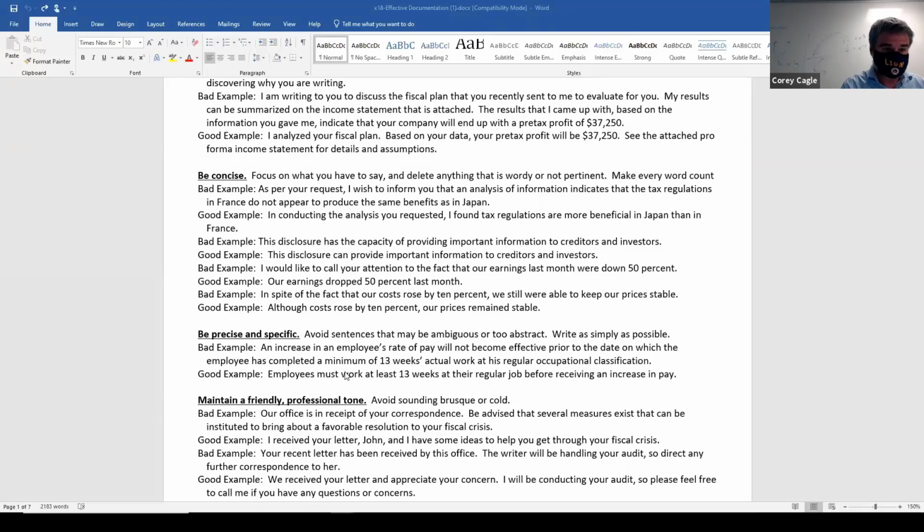Better: in conducting the analysis you requested, I found tax regulations are more beneficial in Japan than in France. It says the same thing, and it says it a lot quicker and a lot better, right? Bad example: this disclosure has the capacity of providing important information to creditors and investors. We can all be honest that we might craft a sentence like that, thinking that's the way we need to write it, but we don't. Nobody wants to read that. Better is: this disclosure can provide important information to creditors. Simple. Don't try to sound all fancy. Nobody wants to do that.